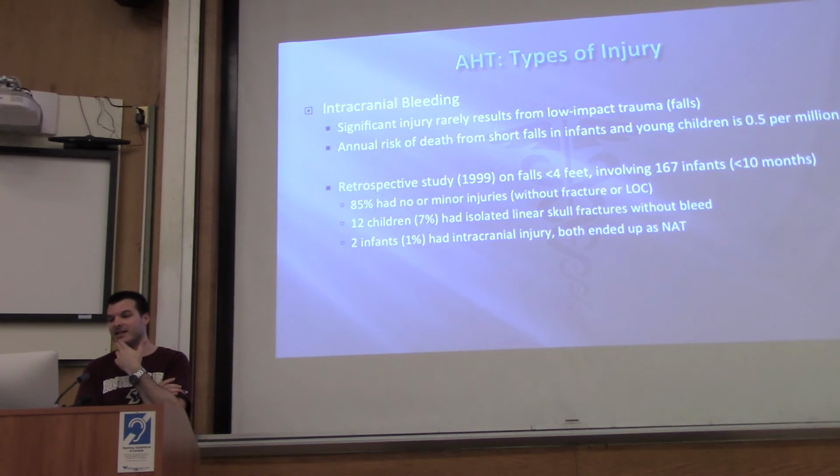There was a study in '99, falls less than 4 feet, infants under 10 months. 1% had serious intracranial injuries, and both of those were abuse. And only 7% had linear skull fractures without bleed, which is your common fall, simple fractures. But if you have a low impact history and a bleed or some unusual fracture, it doesn't happen naturally very often.